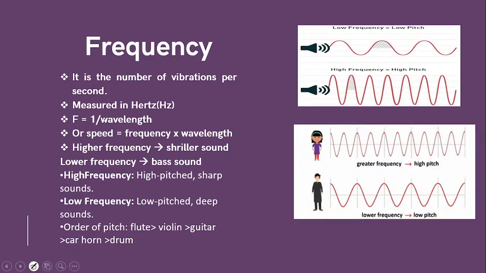The frequency formula is frequency equals 1 by wavelength, so it is the inverse of wavelength. If the wavelength is 10 meters, then the frequency will be 1 by 10. How much will it be? 0.1, 1 hertz. Or frequency can also be given as second inverse.